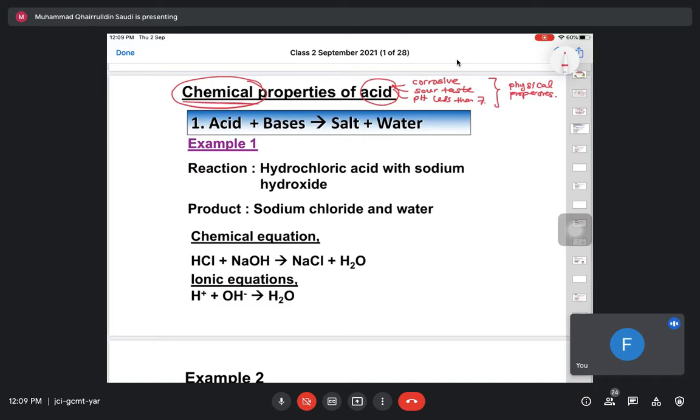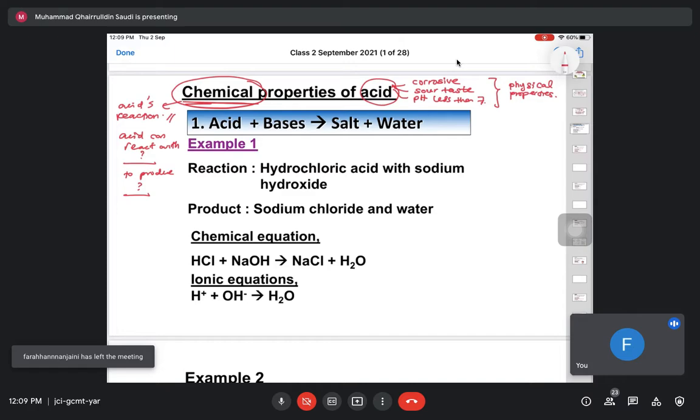So, chemical properties of acid is basically acid punya reaction. Acid's reaction, or acid can react with what to produce what? Okay, so chemical properties we have to know dia boleh react dengan siapa and produce apa. So, itu adalah chemical properties. Other than that, it is all physical properties.